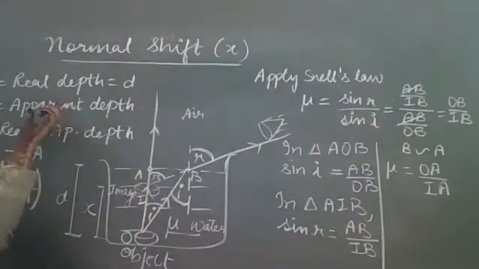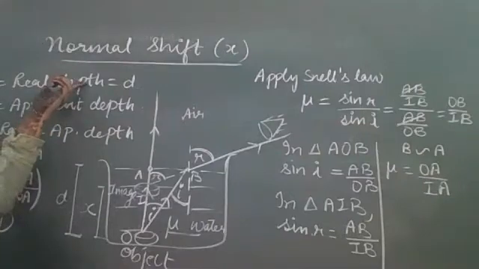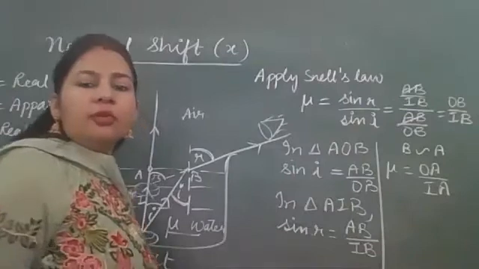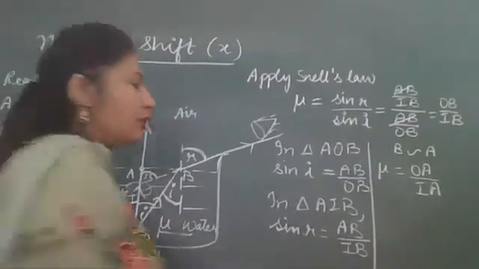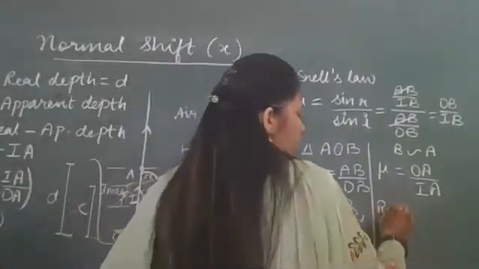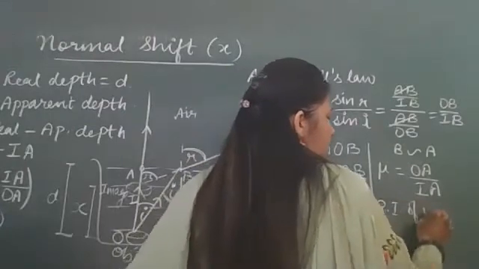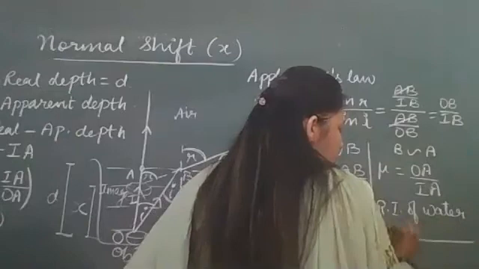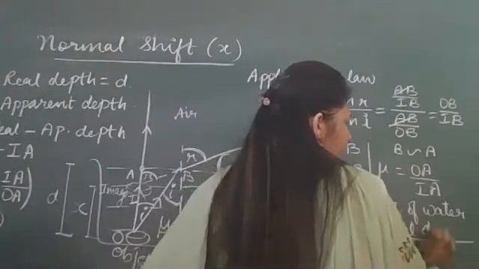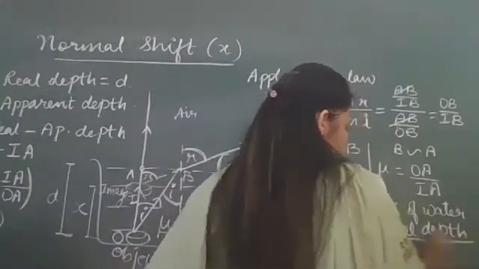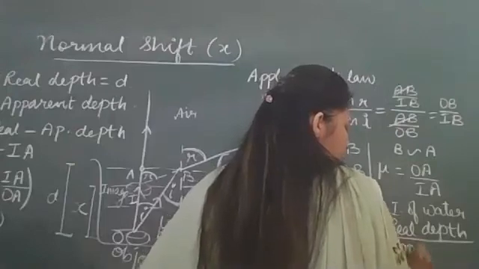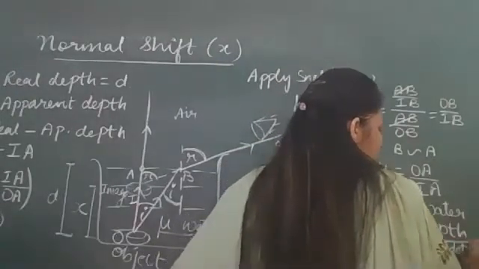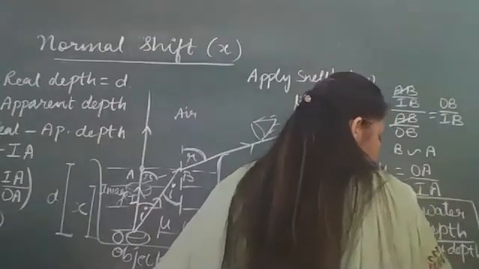Now what is OA? That is real depth, and what is IA? Apparent depth. So from here we get a new formula for refractive index of water. So refractive index of water will also be given by this formula, ratio of real depth to the apparent depth. So note down this new expression.